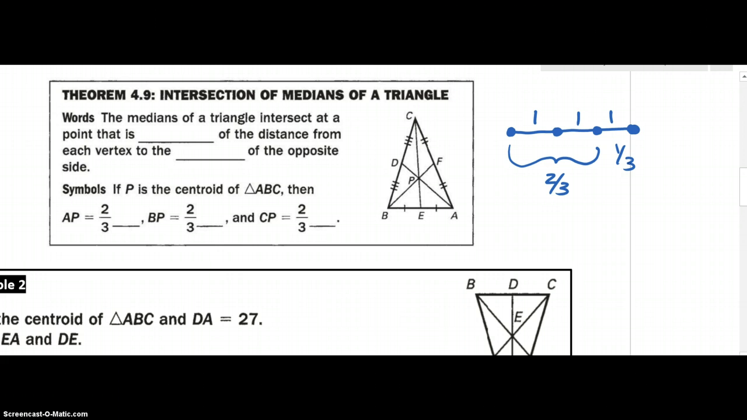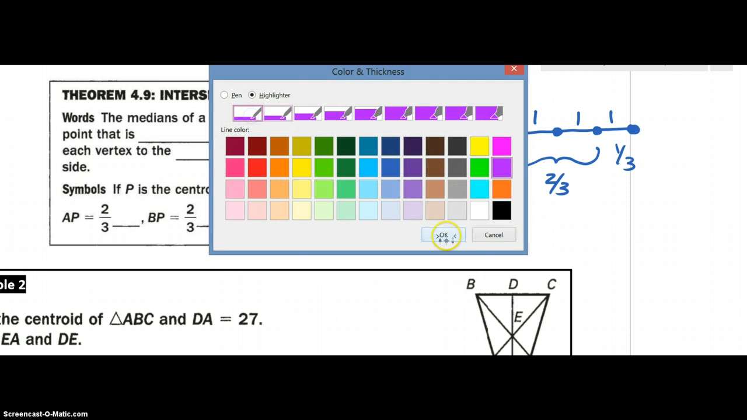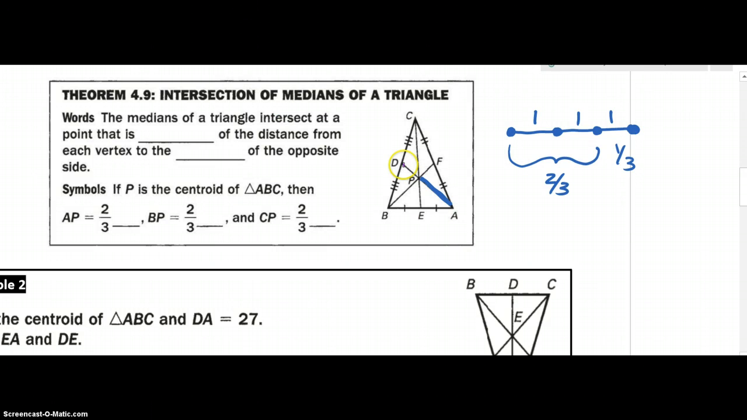Together, it's 3/3 of the whole segment, right? Okay. So that's what we're doing today. We're dividing these medians into thirds. So what this theorem is saying is that AP, right here, is 2/3 of the entire segment of this entire thing right here.